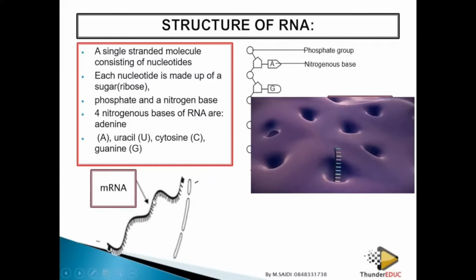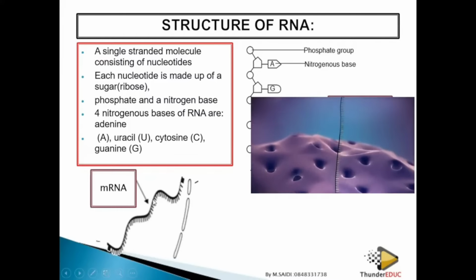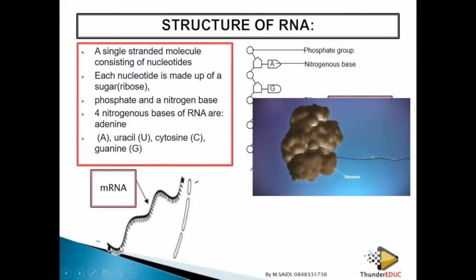This is the messenger RNA, how it looks, and this is the transfer RNA, how it looks. Then ribosomal RNA just forms the ribosome, and for this level you don't need to know its structure. Let's look at protein synthesis in detail.